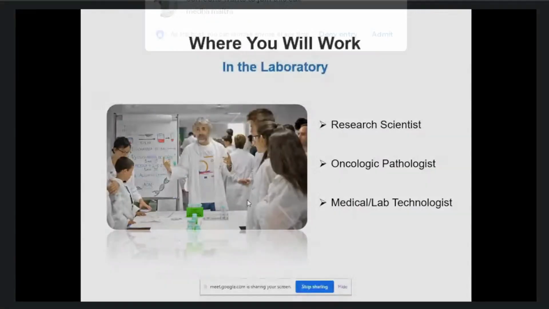Next is where you will work. So yeah, there are different options to work as well, but in terms of laboratory, we'll be working as a research scientist, oncologic pathologist, medical technologist. So yeah, different roles based on the skill sets.